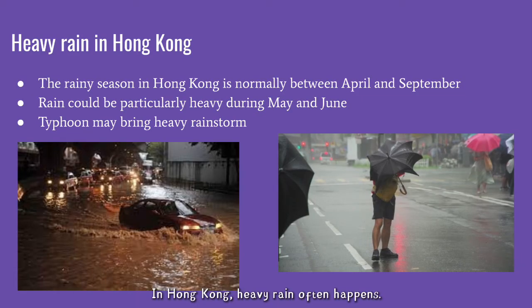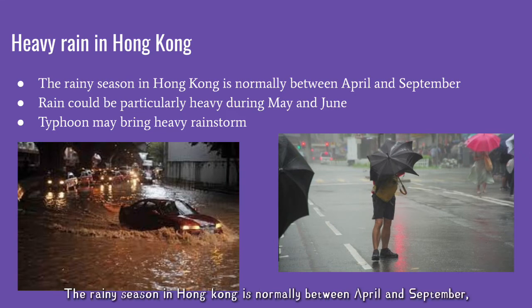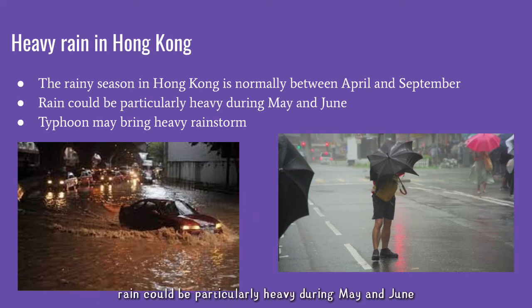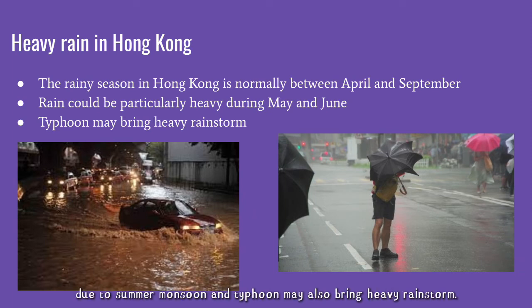In Hong Kong, heavy rain also happens often. The rainy season in Hong Kong is normally between April and September. Rain could be particularly heavy during May and June due to summer monsoons, and typhoons may also bring heavy rainstorms.